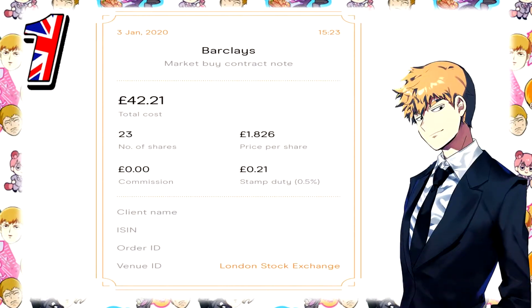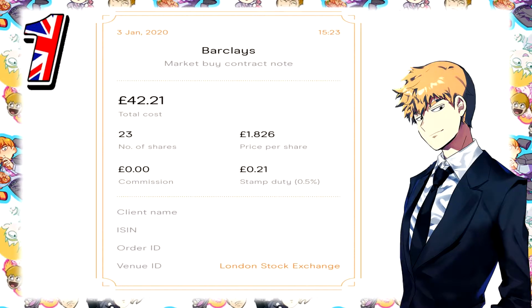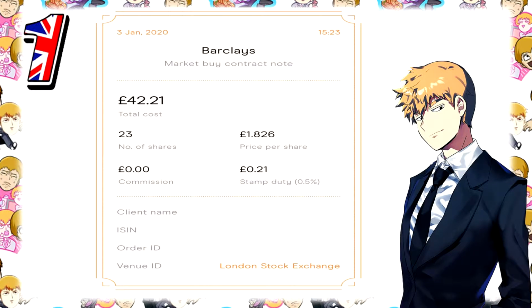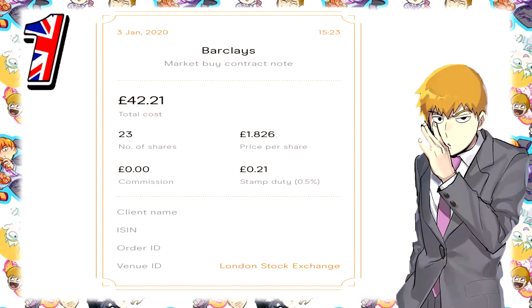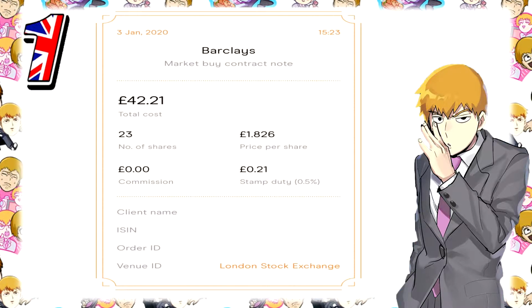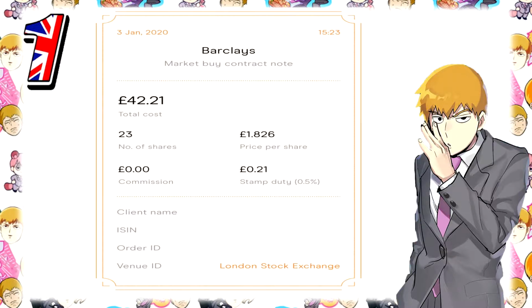So as you can see in my example, this is when I bought Barclays. The total cost was £42.21 and the stamp duty was 21p, which was 0.5% of that total cost at the time. And just to emphasize, this happens every single time you buy a UK-based stock or a foreign company that has a share register based in the UK.